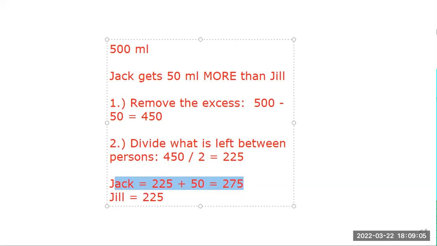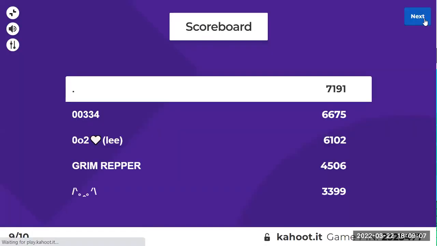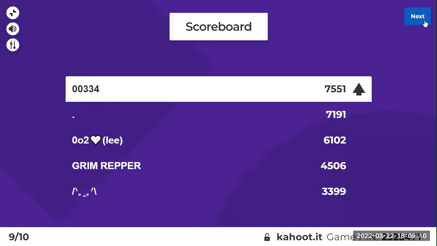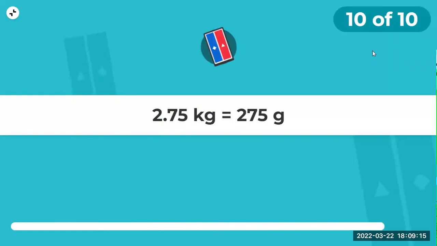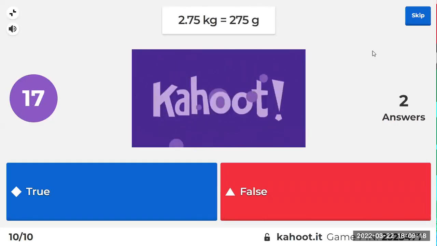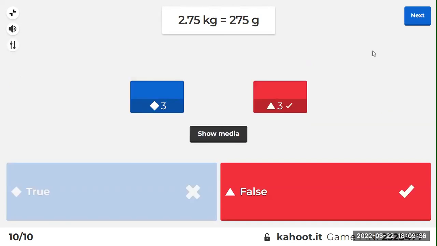So I believe we have one more question left in the game. So let's proceed. Oh, we have a tough battle going on there. So this is an easy question. 2.75 kilograms equals 275 grams. Is that true or is it false? Right, the correct response would be false. Now let's see why.